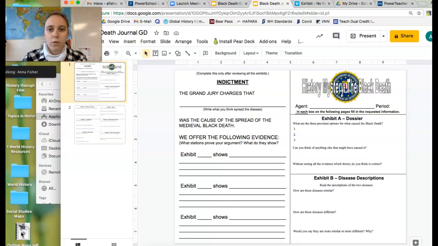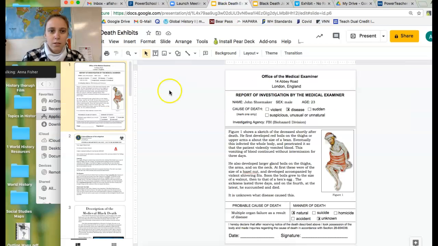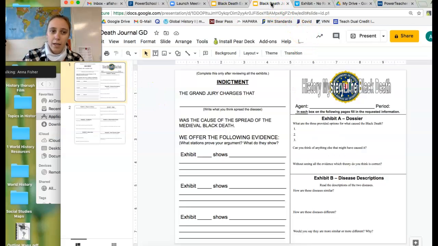So what you need to do first is to open up in two different tabs, both what is called the Black Death Journal and the Black Death exhibits. So what I would highly suggest doing is that you open them in their own tab so that you can go back and forth between the two.